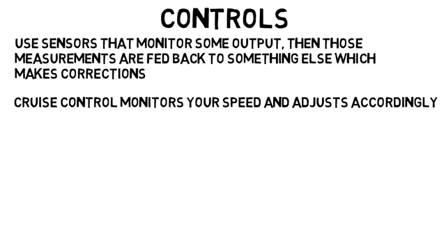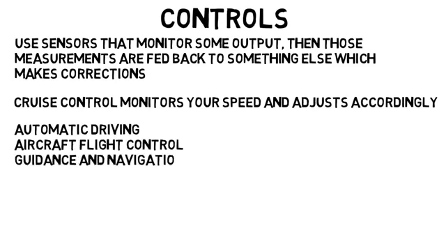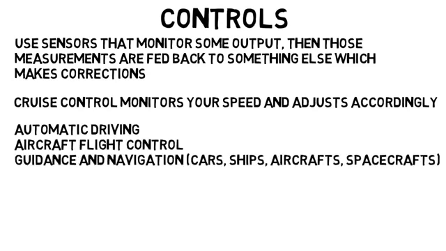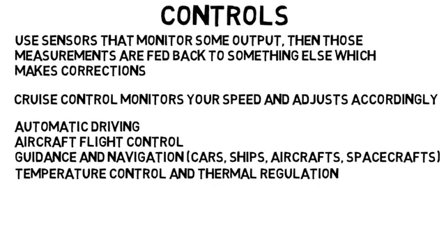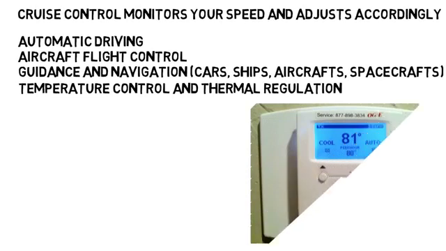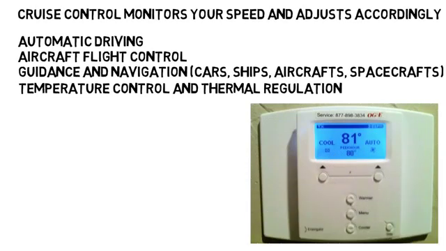Controls can be seen in automatic driving, aircraft flight control, guidance and navigation for cars, ships, aircrafts, and spacecrafts, or temperature control and thermal regulation. Just think simply of the air conditioning in the house that measures the temperature and turns the AC on or off accordingly. It's all control systems. The classes are more confusing, so I'm not going to go over those. Just know it is math intensive, but not quite as much as RF.